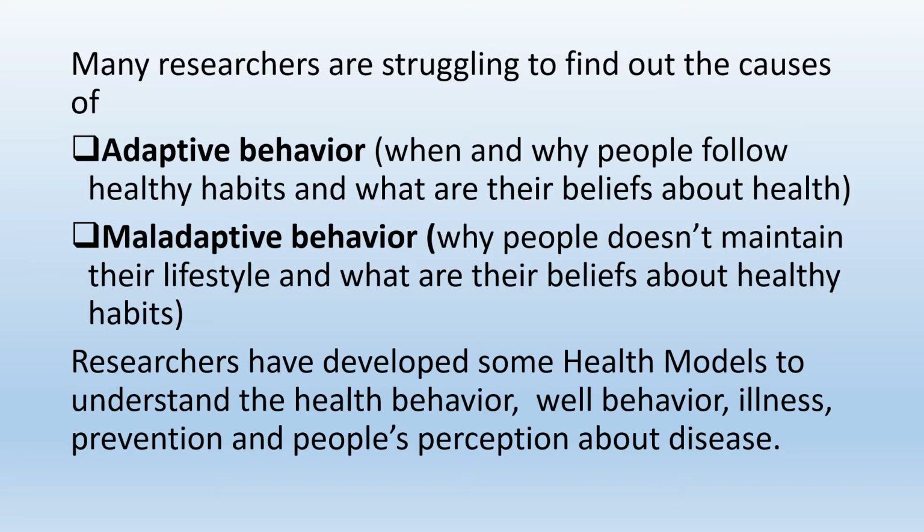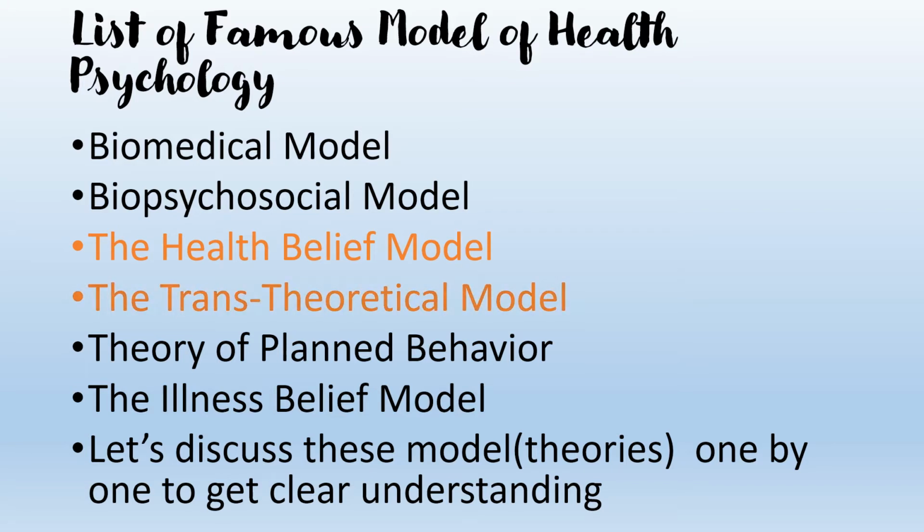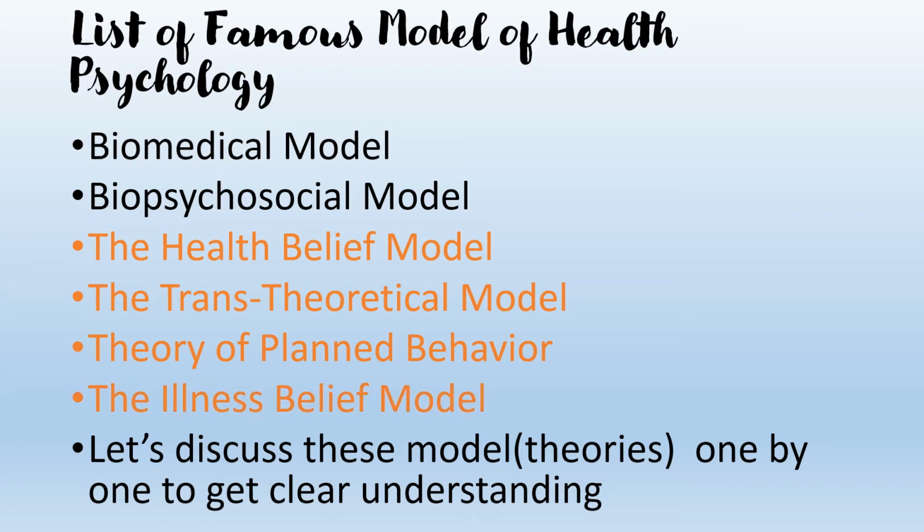So researchers have developed some health models to understand health behavior, illness, prevention, and people's perception about disease. So let's discuss the list of health models that researchers have given. Here is the list of famous models of health psychology: number one is the biomedical model, biopsychosocial model, the health belief model, the trans-theoretical model, theory of planned behavior, the illness belief model. Now we will discuss these models or theories one by one to get a clear understanding.